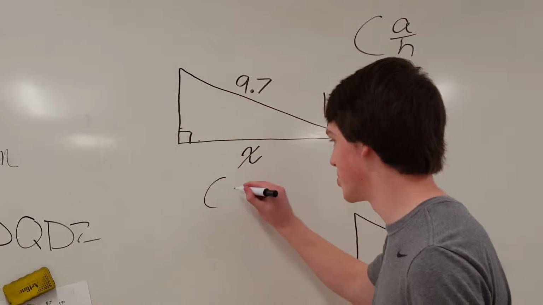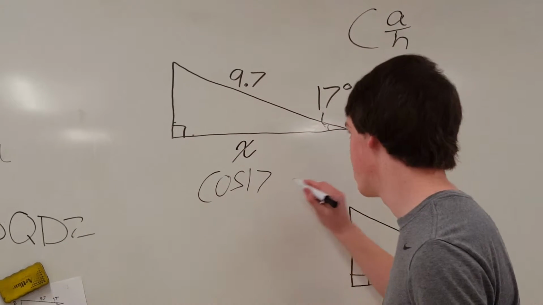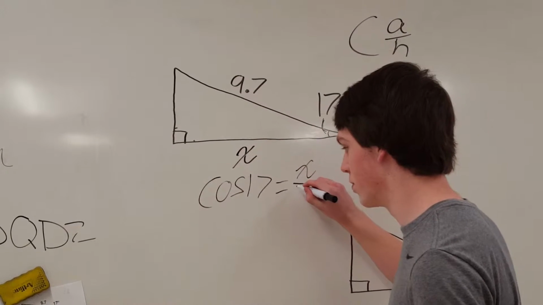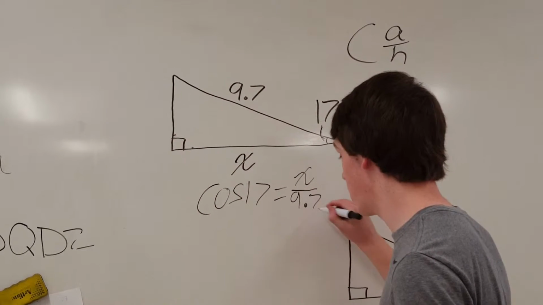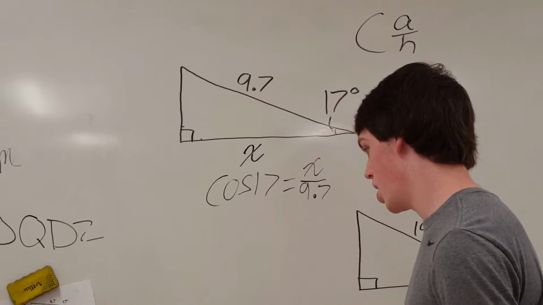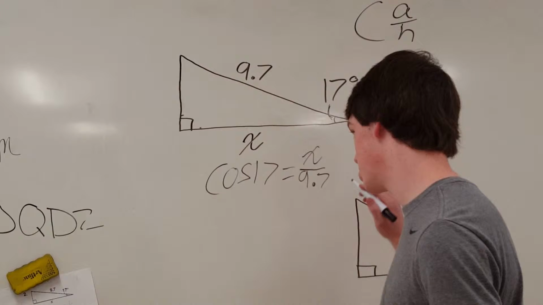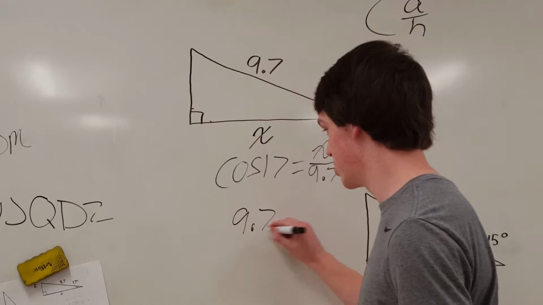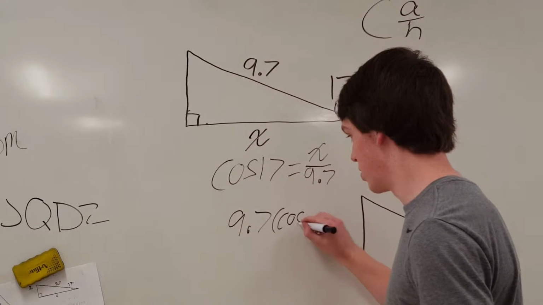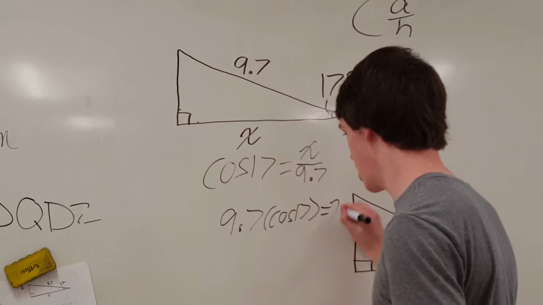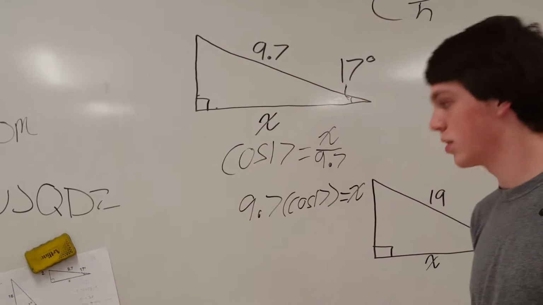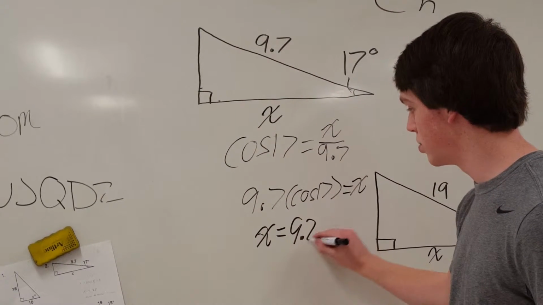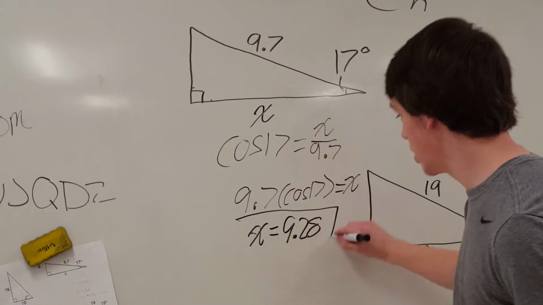Okay, so here we're going to find x for this triangle using cosine. You set it up as cosine 17, because of the angle given, equals x, which would be the adjacent, over 9.7, which is the hypotenuse. To isolate the variable, you multiply by 9.7 on both sides, which leaves you with 9.7 times cosine 17 equals x. If you plug that into your calculator, you'll get x equals 9.28. And it is your answer.